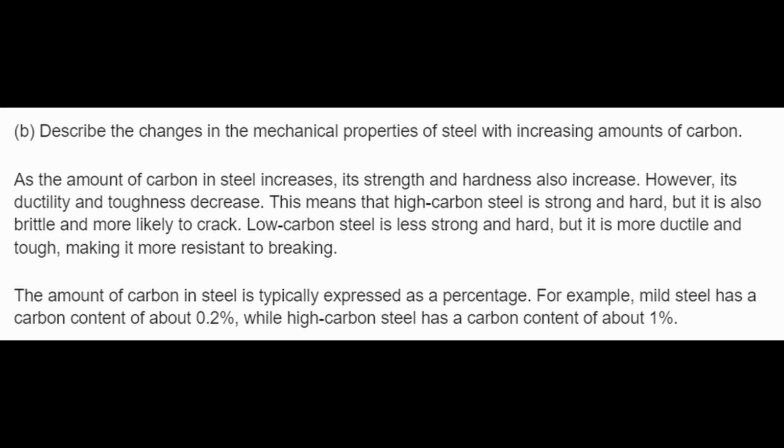Low carbon steel is less strong and hard, but it is more ductile and tough, making it more resistant to breaking. The amount of carbon in steel is typically expressed as a percentage. For example, mild steel has a carbon content of about 0.2%, whereas high carbon steel has a carbon content of about 1%.